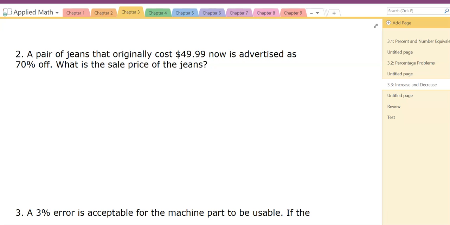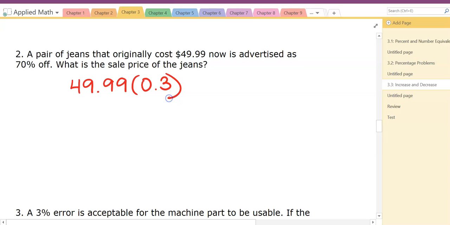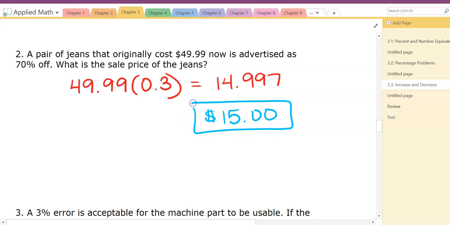So you guys took $49.99 times what? So 0.3 for 30% because it's 70% off, which means we have to pay 30% of the price. And when you do that, you get 14.997. Now, if they wanted you to round it, because that 9 is followed by 7, it rounds up to zeros, so it probably would round up to $15 for our sale price.